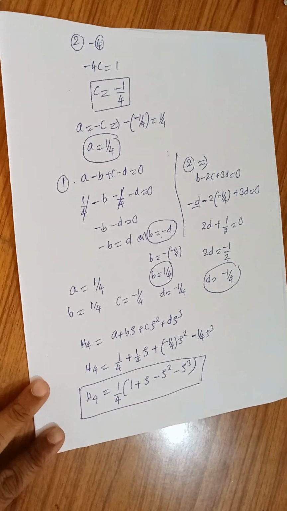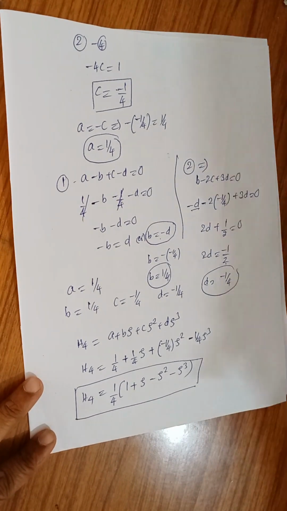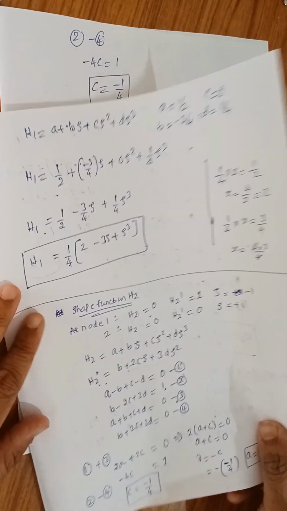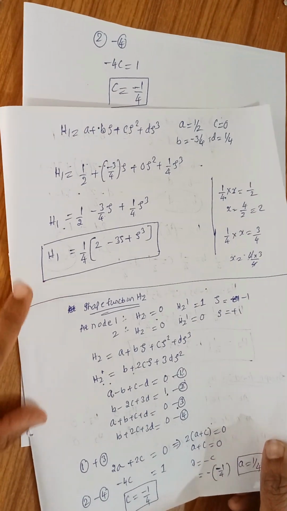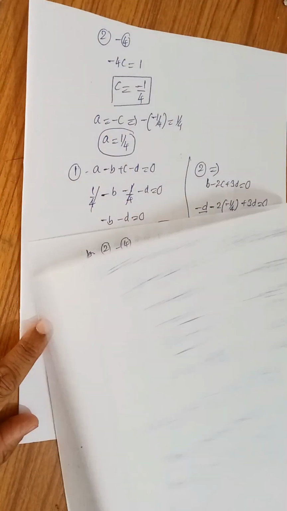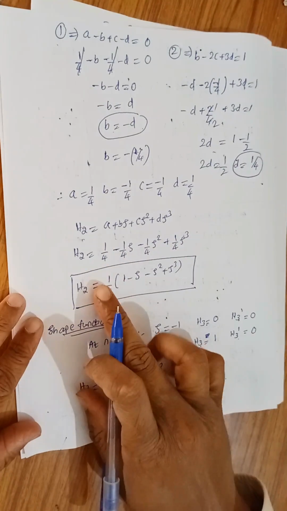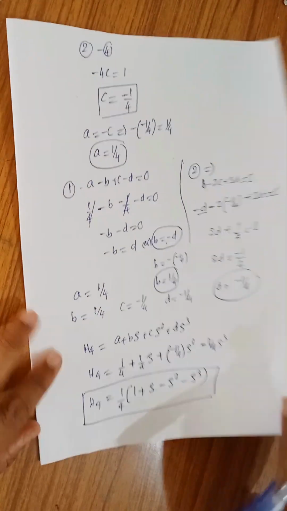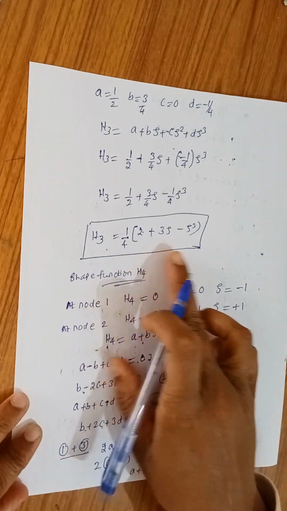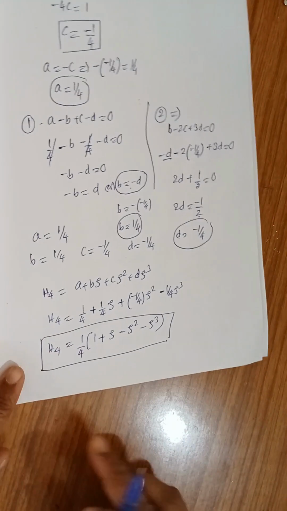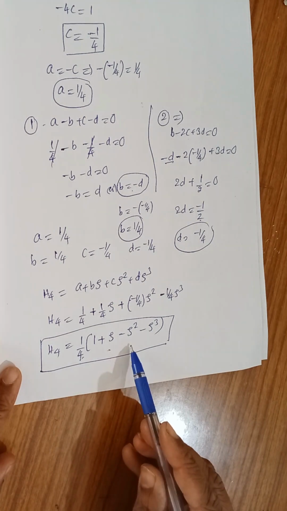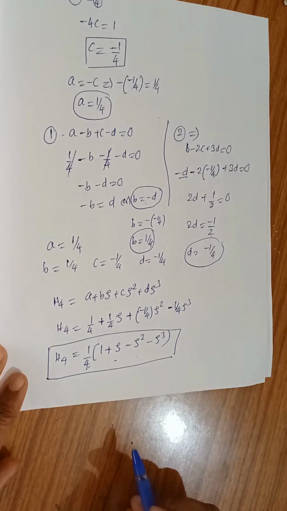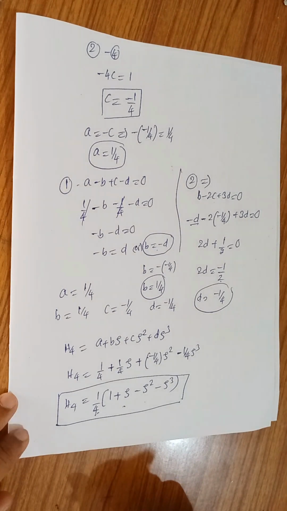Like this we find all the values H1, H2, H3 and H4. After derivation we get H1 as 1 by 4 into 2 minus 3 zeta plus zeta cube. H2 is equal to 1 by 4 into 1 minus zeta minus zeta square plus zeta cube. H3 is 1 by 4 into 2 plus 3 zeta minus zeta cube. And H4 is 1 by 4 into 1 plus zeta minus zeta square minus zeta cube. So what you all have to learn is the boundary conditions correctly.